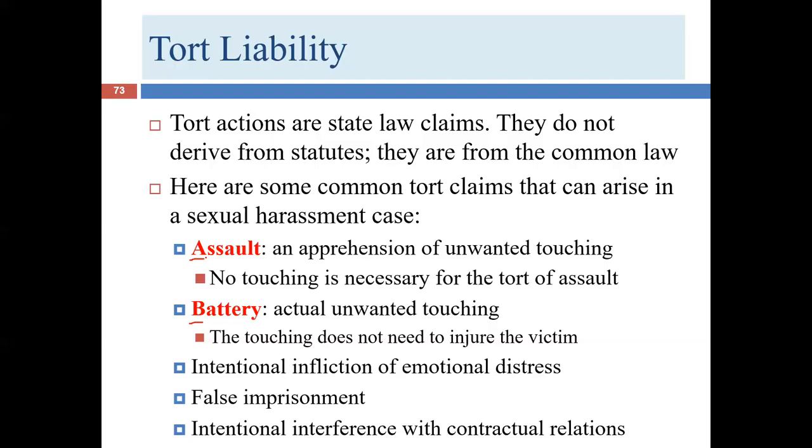Certainly the plaintiff can press criminal charges of assault and battery in addition to civilly suing for assault and battery. I've listed three other torts that are possible claims the plaintiff can advance. One is intentional infliction of emotional distress. This is a common tort theory. It's somewhat difficult to prove, but if you're going to assert assault and battery, you're almost certainly going to assert intentional infliction of emotional distress.